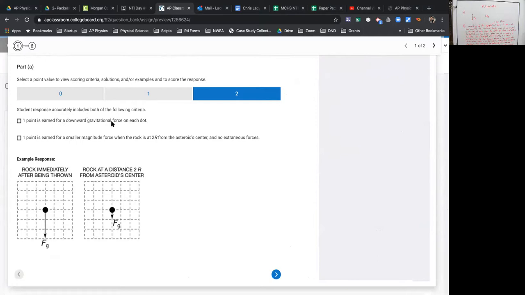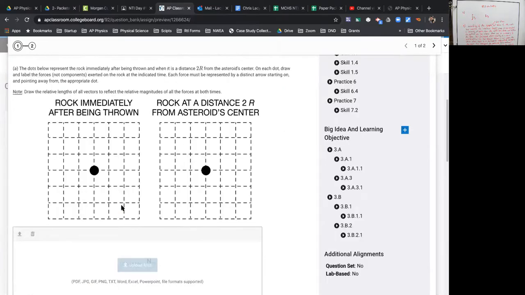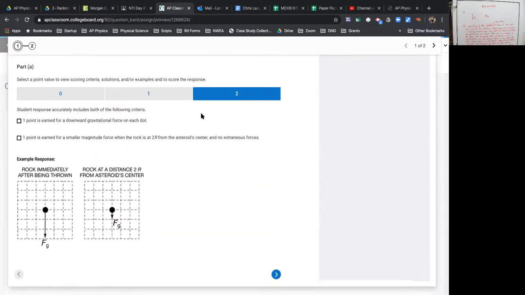1 point, gravitational force. Okay, I've got that. Smaller magnitude when it's at 2r. Okay, yeah, all right, so good. We're right on that one. So the gravity is less the farther he is away. Okay, good deal. So 2 points. Again, pause it if you need to check yours against this.